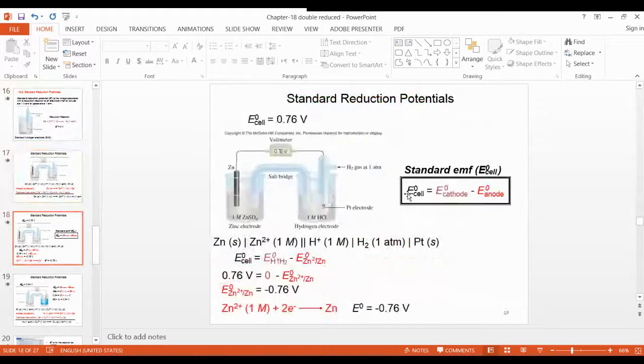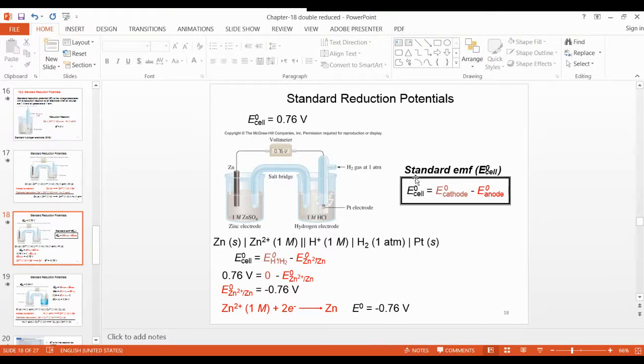And when you have the standard EMF calculation, you should know the formula. E cell is equal to E cathode minus E anode. You know that the cathode is hydrogen, and zinc is the anode. So how much are you getting? E cell is 0.76, and this is 0, hydrogen is always zero. You calculate E naught for zinc, so that is minus 0.76.